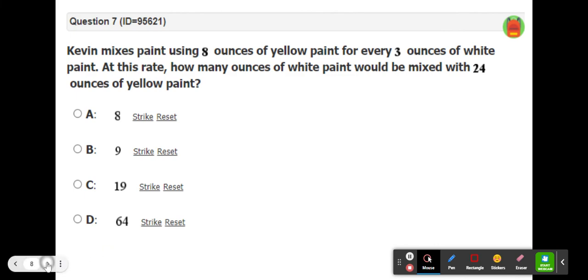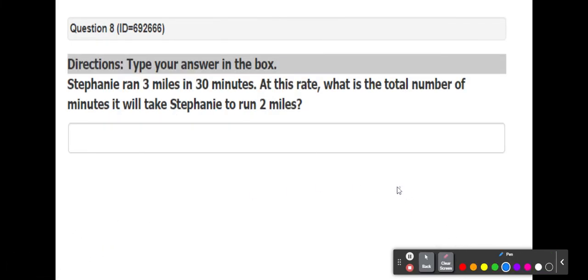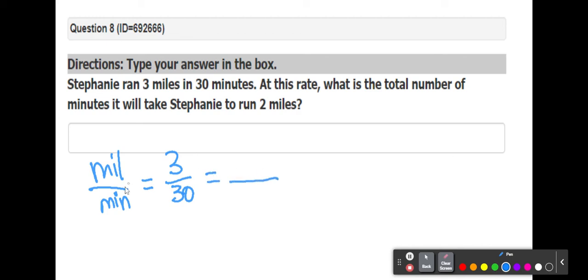All right, last question. Stephanie ran 3 miles in 30 minutes. So I'm going to do miles to minutes, and I'm going to do 3 miles to 30 minutes. At this rate, what's the total number of minutes it will take Stephanie to run 2 miles? So that 2 miles goes on the top because I need to keep it in ratio, the right order, right?